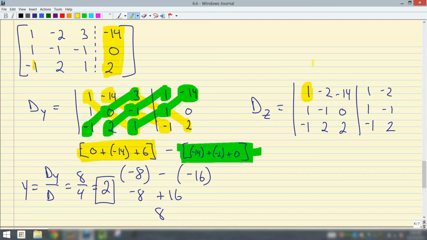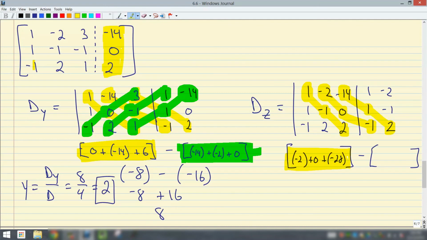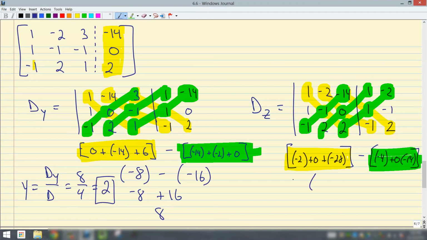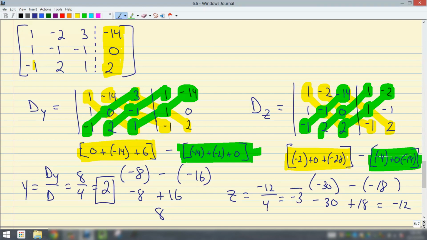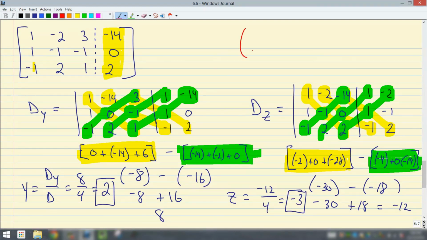Beginning in the upper left, 1 times negative 1 times 2, negative 2 times 0 times negative 1, negative 14 times 1 times 2. Negative 2, 1, 2, 1, 0, 2, negative 14, negative 1, negative 1. So the z-coordinate is equal to negative 12 divided by 4, which is negative 3. So our final answer is the ordered triple negative 1, 2, negative 3.